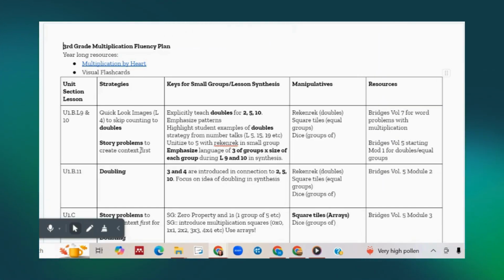When we get to lessons 9 and 10, that's when we're really going to begin to focus on our facts for 2, 5, and 10. And we're also going to highlight examples of doubles facts. So that goes right along with thinking about our facts for 2. In our synthesis for lessons 9 and 10, you're really going to want to focus on, again, that language of groups of. And we're doing all of this work within story problems to provide context.